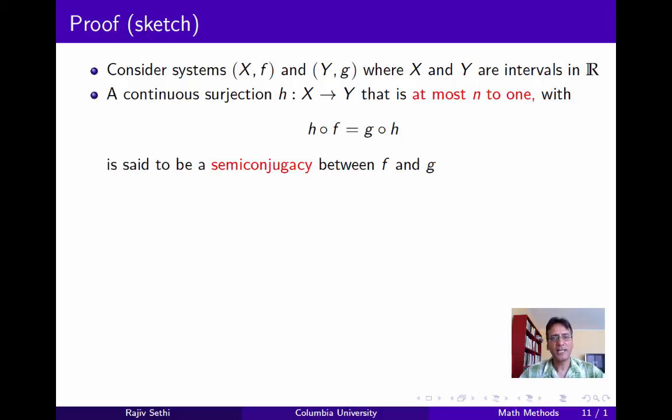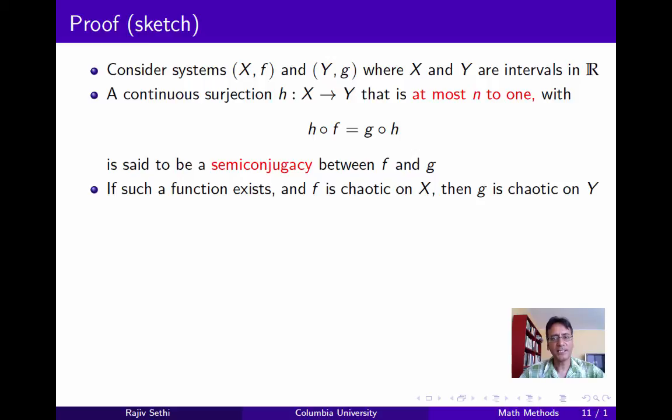Suppose that there's a function h, which is a continuous surjection from X to Y, that is at most n to 1. So it doesn't have to be 1 to 1, but it's at most n to 1 for some number n. Now suppose that this function h satisfies the conjugacy equation, h composed with f equals g composed with h. Then we say that h is a semi-conjugacy between f and g. Note that if n is equal to 1, then we have a conjugacy.